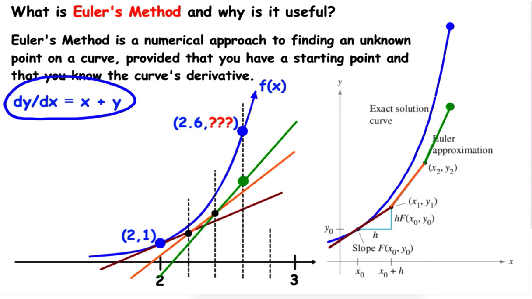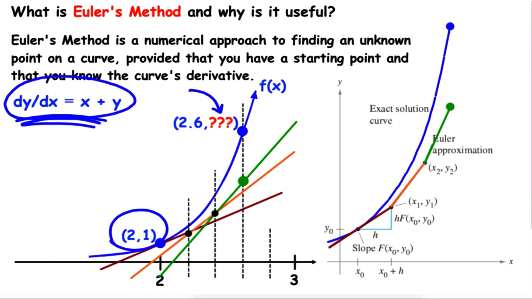Sometimes, however, you need to know, say, a y-coordinate. Let's say you know for sure that this blue graph goes through the point (2, 1), but that's all you know. And you know that its derivative is x plus y, because you can measure that a lot more easily. But let's say you're concerned more about, hey, where is this blue graph going to be when we get to x equals 2.6? Well, Leonhard Euler came out with a way to figure it out. What he did is he used slopes along the way and came up with this method. And I'll show you the method right now.